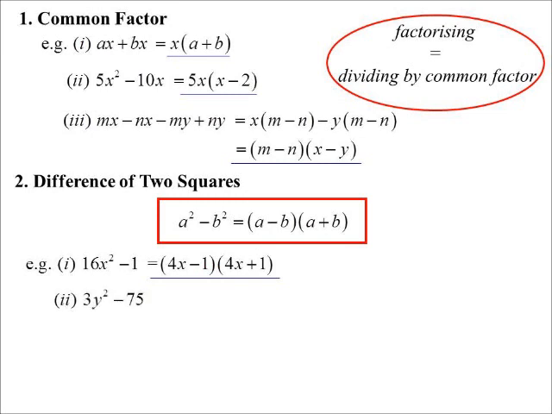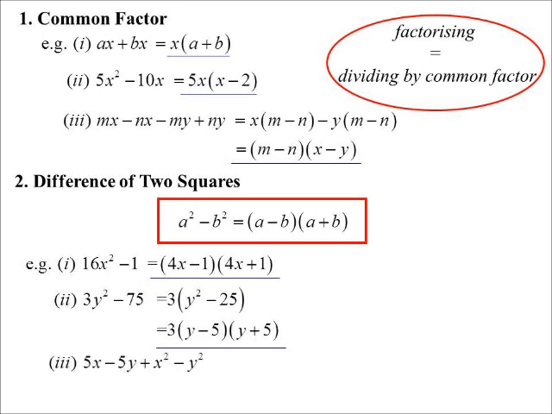Oh, hang on a sec. 3y squared minus 75 is a difference of 2 squares? 3 is not a perfect square. 75 is not a perfect square. This is an example with, hang on, look for the common factor first. 3 goes into both of these. When we pull the 3 out, then it becomes obvious the difference of 2 squares. So y minus 5, y plus 5.